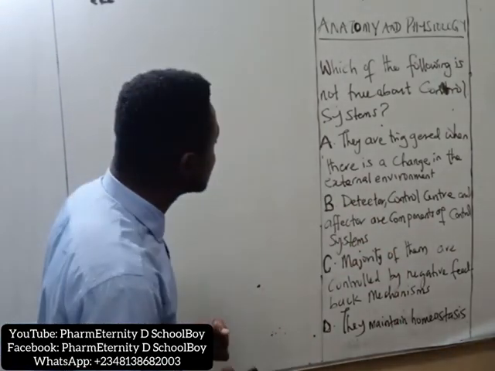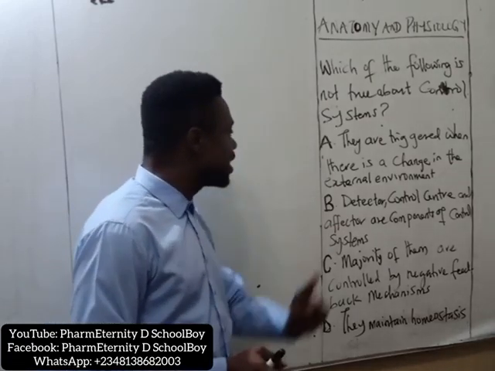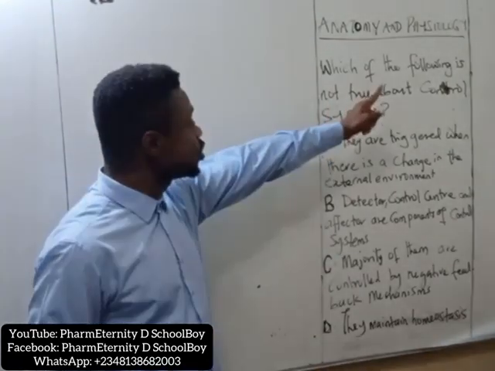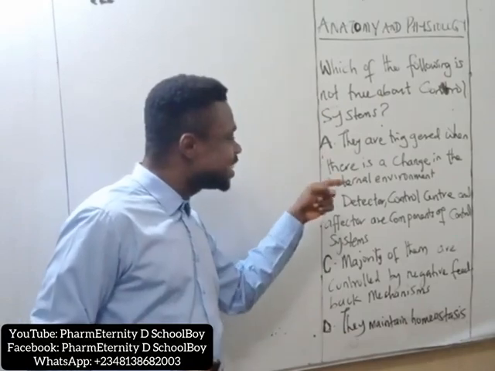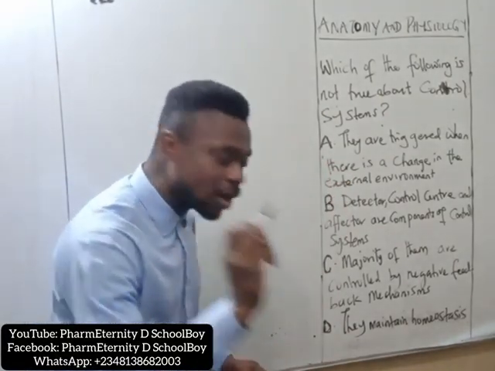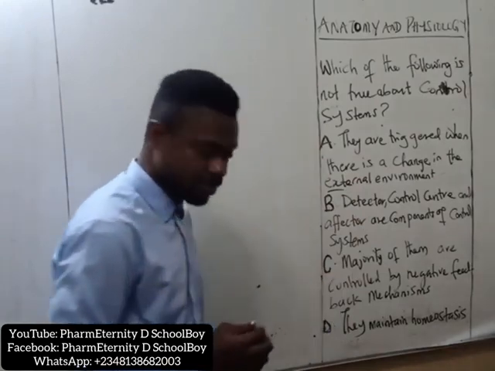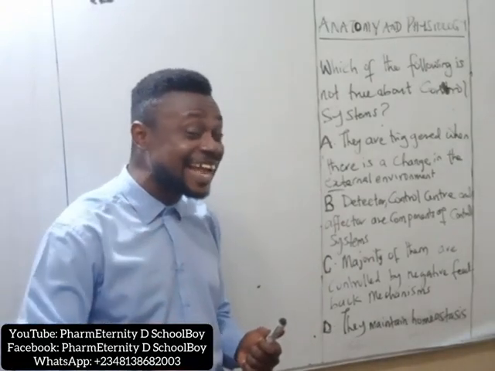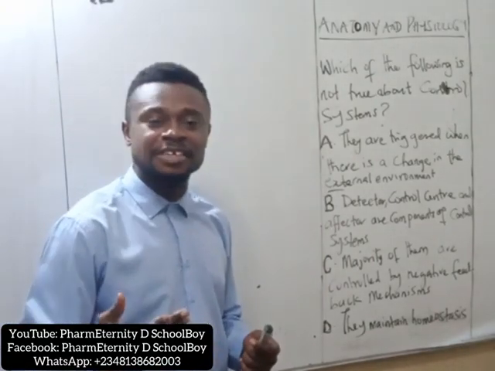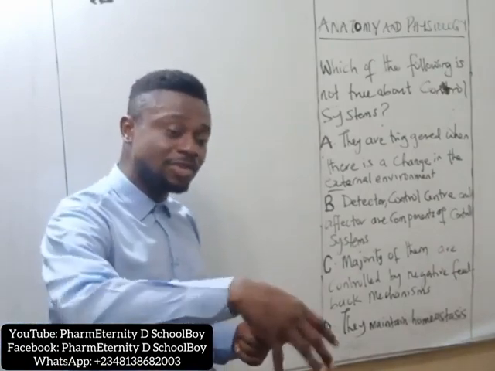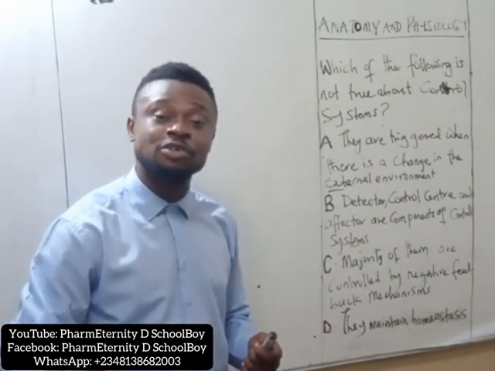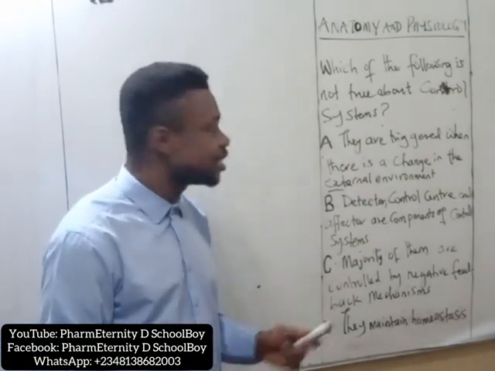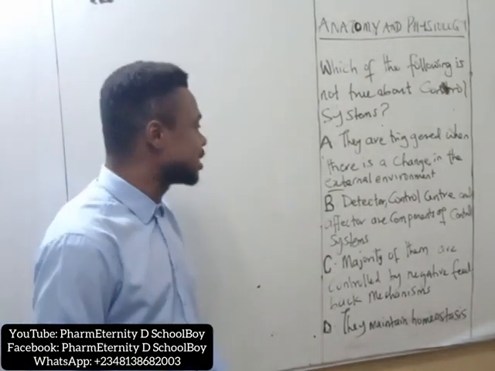Now, let's look at the options. Option A says, they are triggered when there is a change in the external environment. The question says, which of these is not true? When there is a change in external, the problem lies here, external. Control systems are triggered when there is a change in the internal environment, not external. Remember, I said that the fluid and other things around the cell are known as the what? The internal environment, because it's within the body. So when there's a change in the internal environment, then the control system will be triggered.